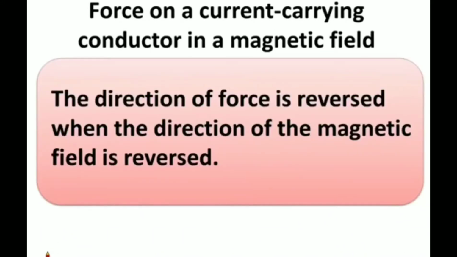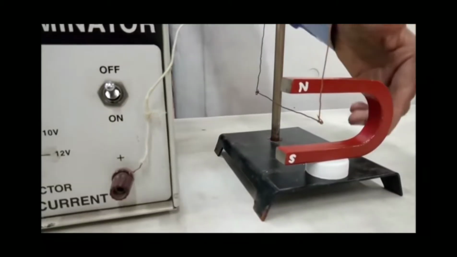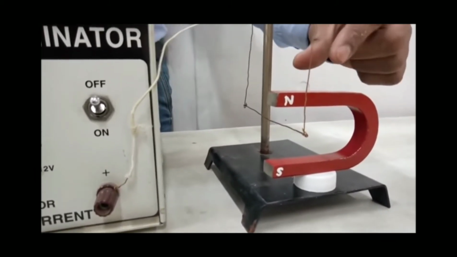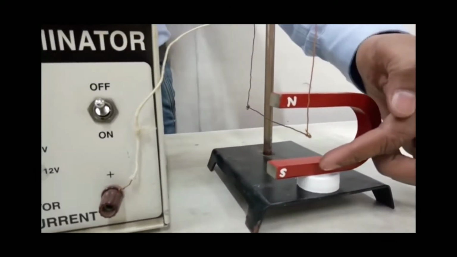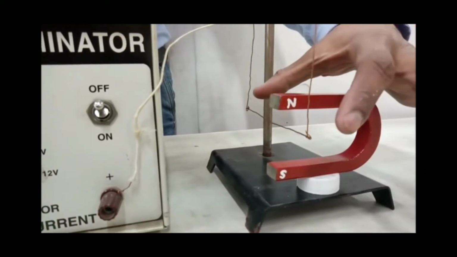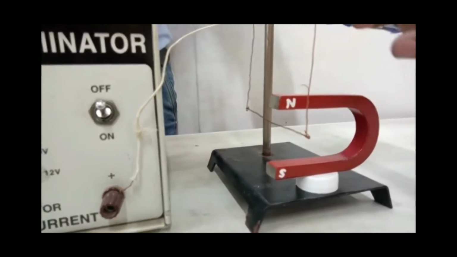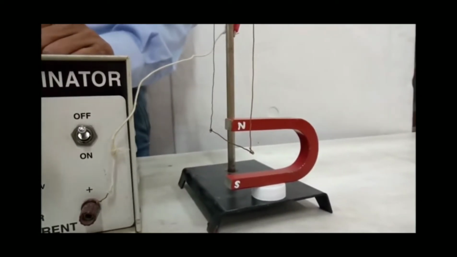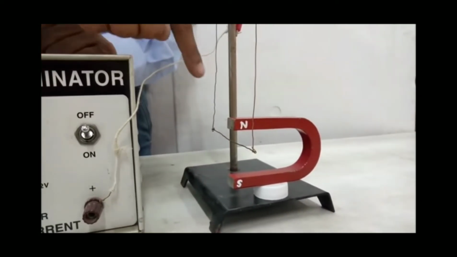Also, the direction of this force reverses when the direction of the magnetic field is reversed. So this is an experimental demonstration of the same setup that we have just discussed. There is this U-shaped magnet and a copper wire has been used in place of that aluminium rod in the diagram that we did before, and that swing has been created from the copper wire.